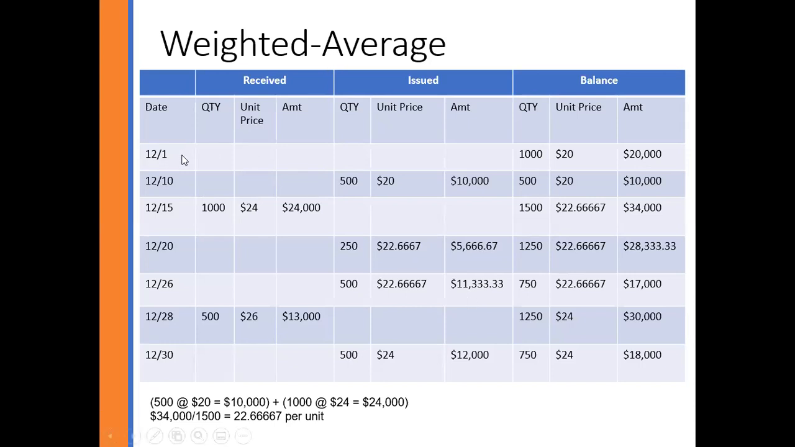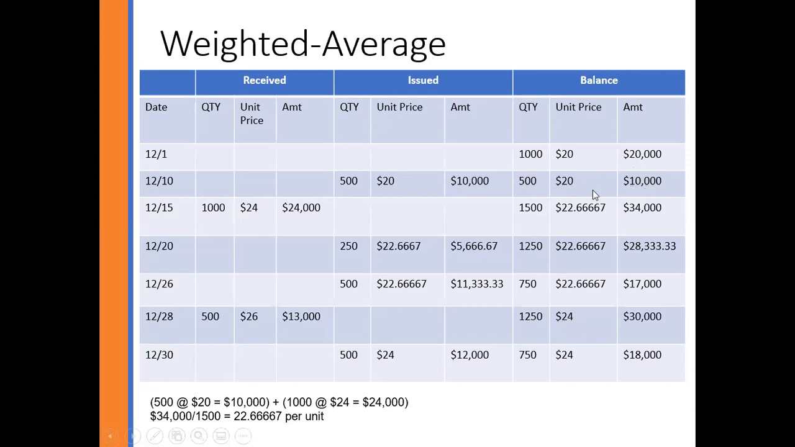But again, the first two lines here with weighted average are exactly the same as with FIFO and LIFO. We had 1,000 units to begin, $20 per unit, a total of 20,000. And then we issued 500 units to the factory. These 500 units cost $20 each, and so we issued materials worth $10,000 to the factory. What's left over, our balance, we've got 500 left at $20, which would be $10,000 in cost.